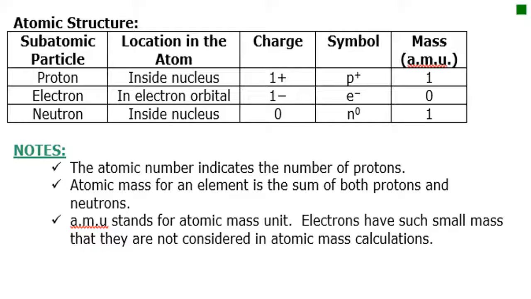Atomic structure: you have the subatomic particles, protons, electrons, and neutrons. Protons are inside the nucleus, electrons orbit, and neutrons are also inside the nucleus. Protons have a 1 plus charge, electrons 1 negative, and neutrons have no charge. Here are the symbols associated with each: p+, e-, and n0. And the atomic mass units, that's what AMU stands for: protons and neutrons are both 1, and the electron is so much lighter, so much smaller than any of them, that it's given an atomic mass unit of 0.